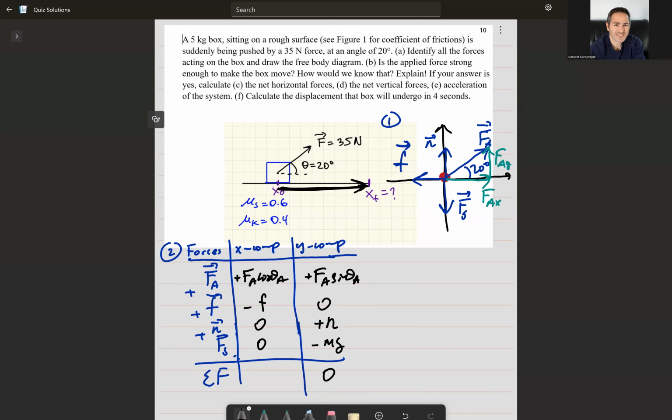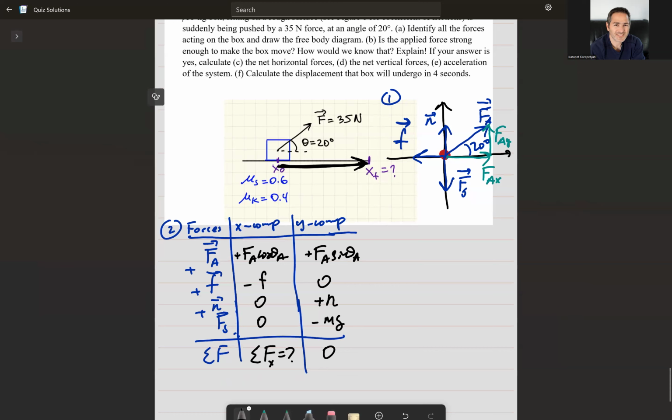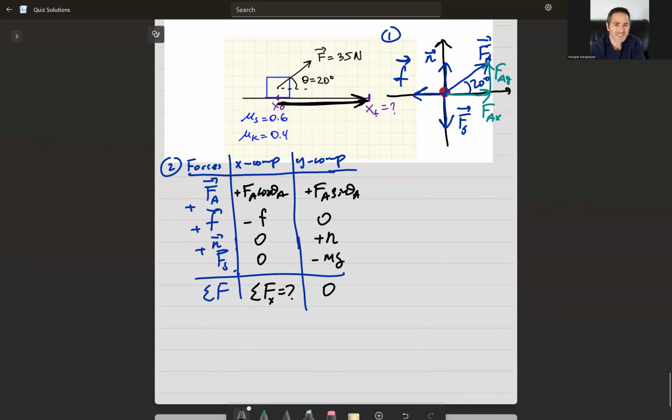But in the X direction, at this point, I don't know, right? Is the net force zero or not? We're going to have to calculate and see. Okay. But this allows us to set up the equations. So you can write equation one, which is in step three, nothing but the sum of horizontal forces, which is in the second column. So I can see then I have just FA cosine theta A minus friction. And this will be then equal to mass times acceleration.